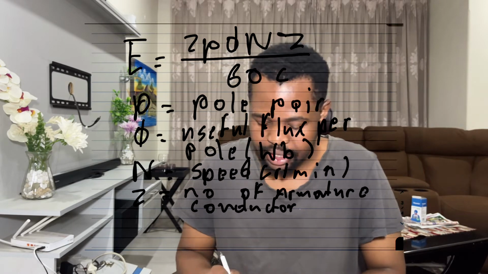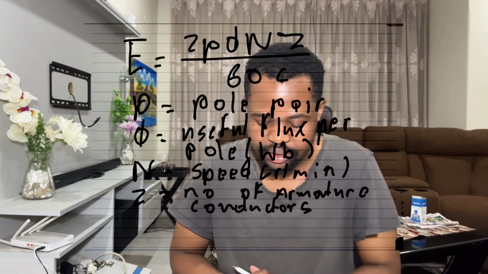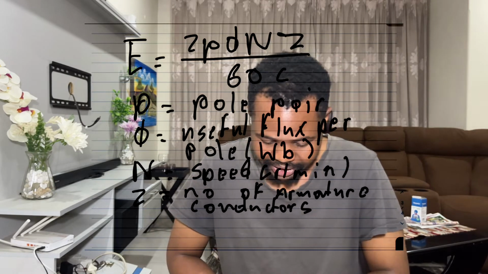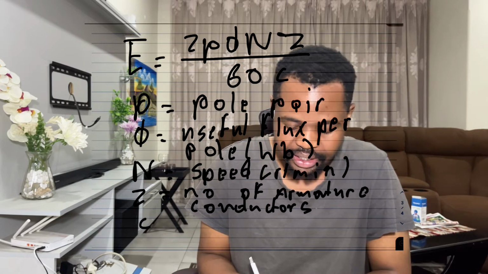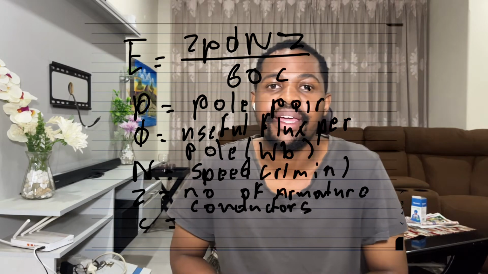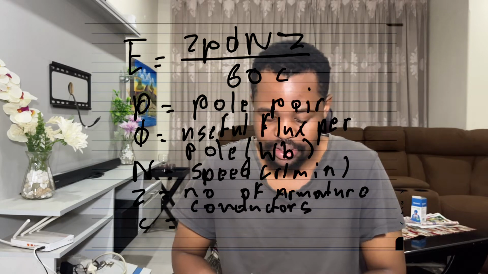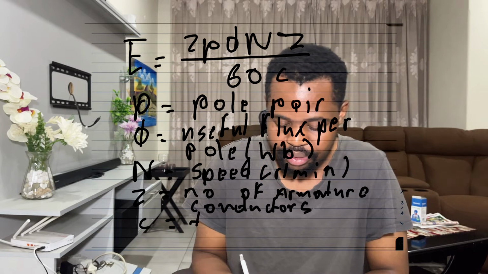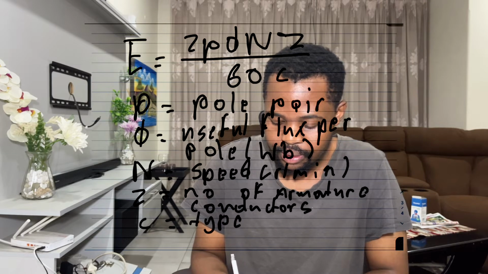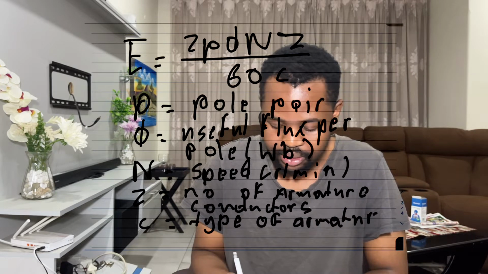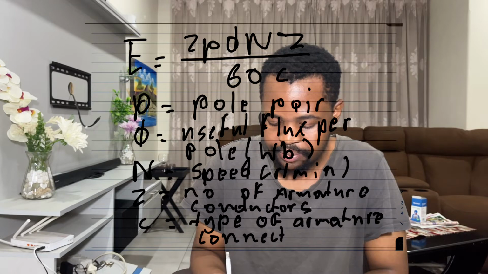Okay, the number of armature conductors. Then the last quantity is C. C is the type of armature connection. Okay, type of armature connection.